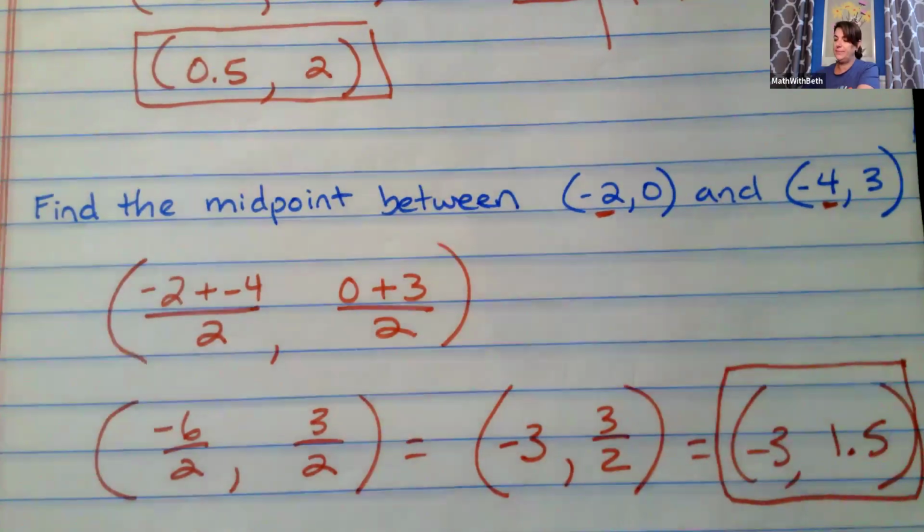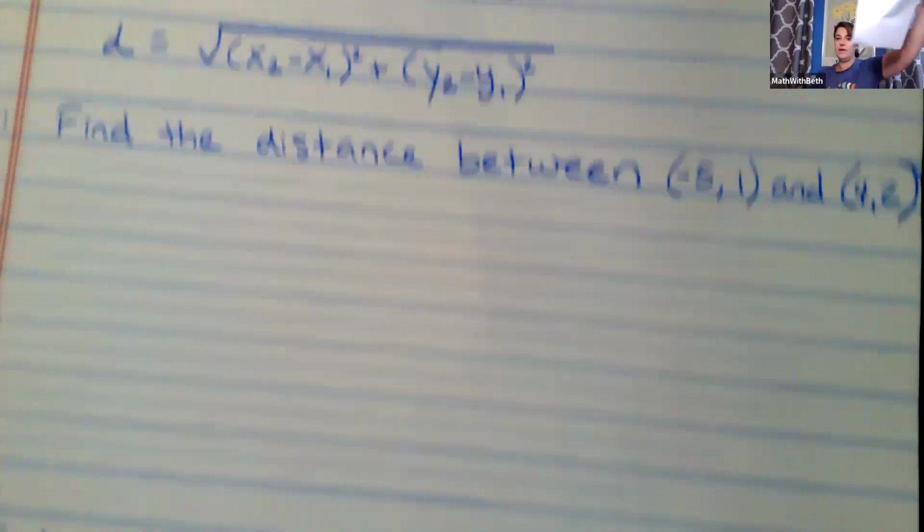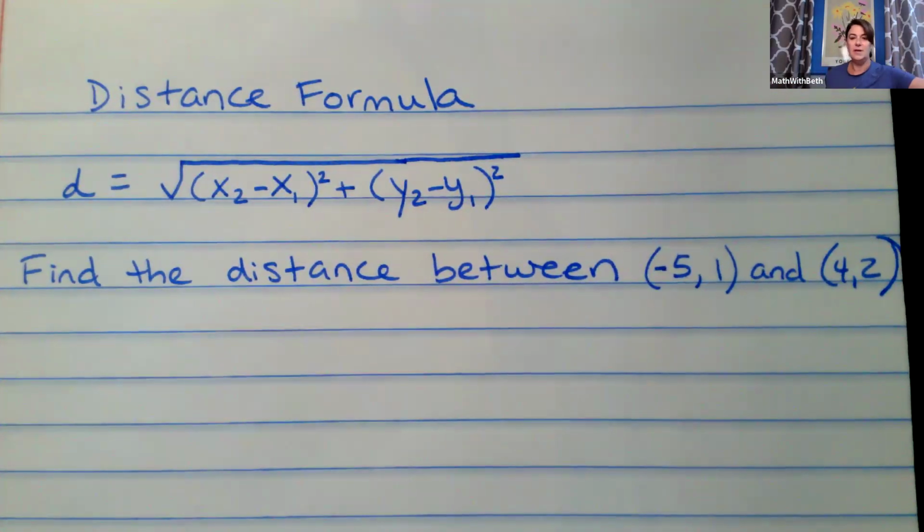And that's how you do the midpoint. So now let's look at the distance formula. The midpoint formula gets you an actual point. The distance formula is going to get you a number that just represents how far apart the 2 points are. So what is the distance between them?